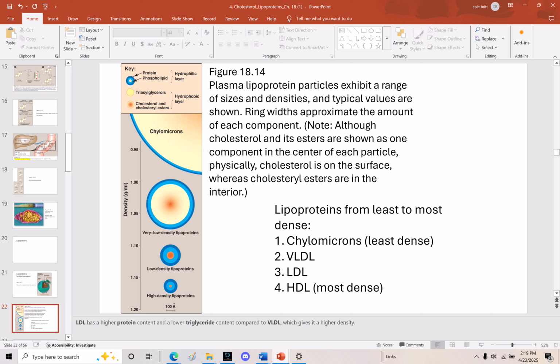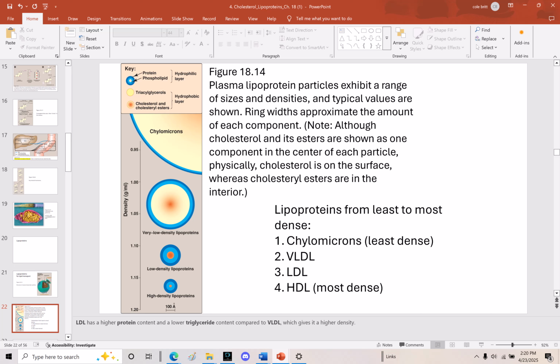VLDLs, their function, just a heads up, you're going to see this in the slides, their function is to drop off triglycerides to tissues as well, but they don't drop off dietary triglycerides, they drop off triglycerides that the liver makes. Remember, we have fatty acid synthesis, we can make triglycerides, and when we do, we package them into VLDLs. They have the same function as chylomicrons, except chylomicrons are carrying dietary fats. VLDLs are carrying endogenous fat made from your cells, so not from the diet, they're coming from the liver or some other cell.